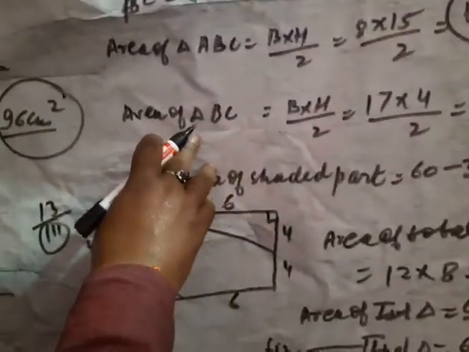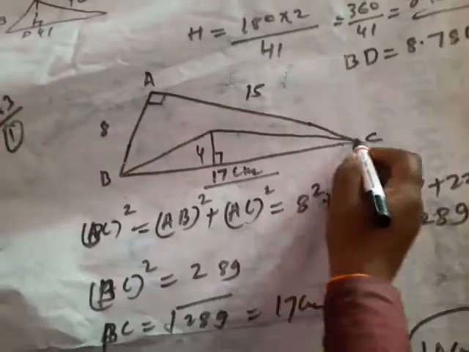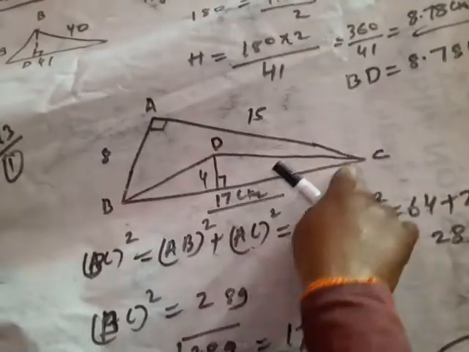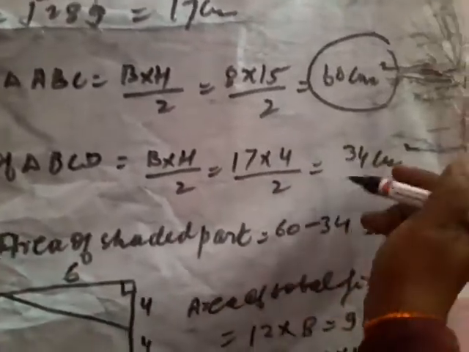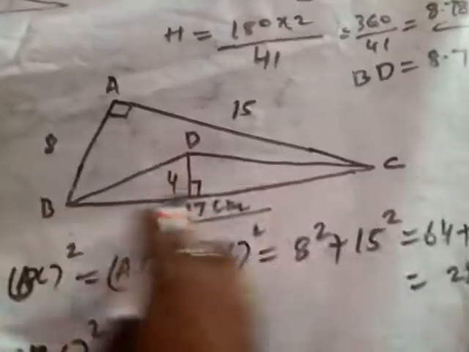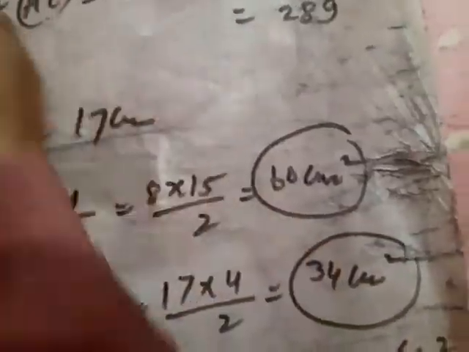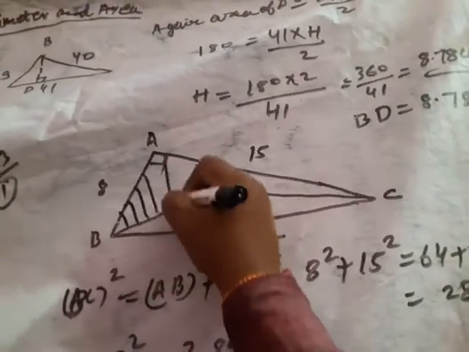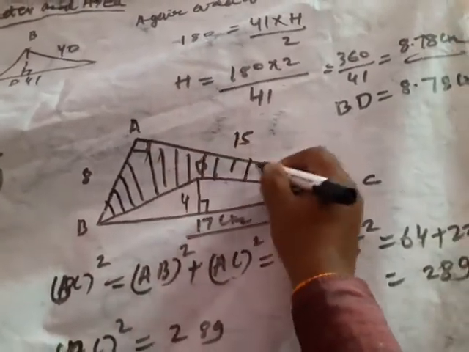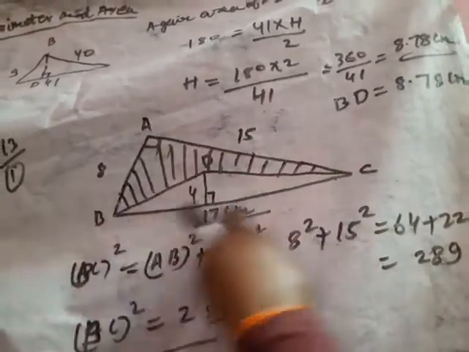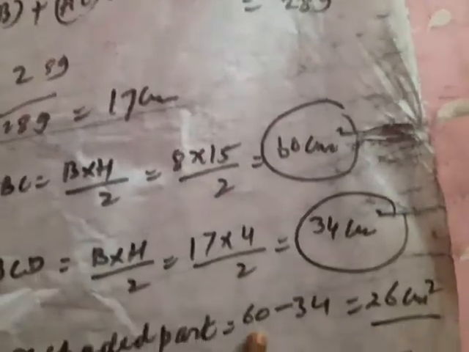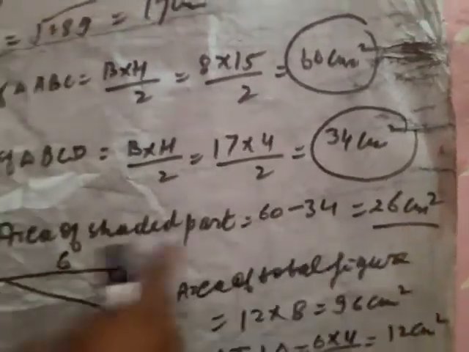Now come to the area of this triangle. If we name this point D, triangle BCD, the area of this triangle is equal to base 17 and height 4. 17 into 4 upon 2 is equal to 34 centimeter square. We find the area of this triangle 34 centimeter square and the area of the big triangle 60 centimeter square. But you have to find the area of the shaded portion. This is our shaded portion. So the area of the big triangle minus the area of the small triangle. 60 centimeter square minus 34 is equal to 26 centimeter square.